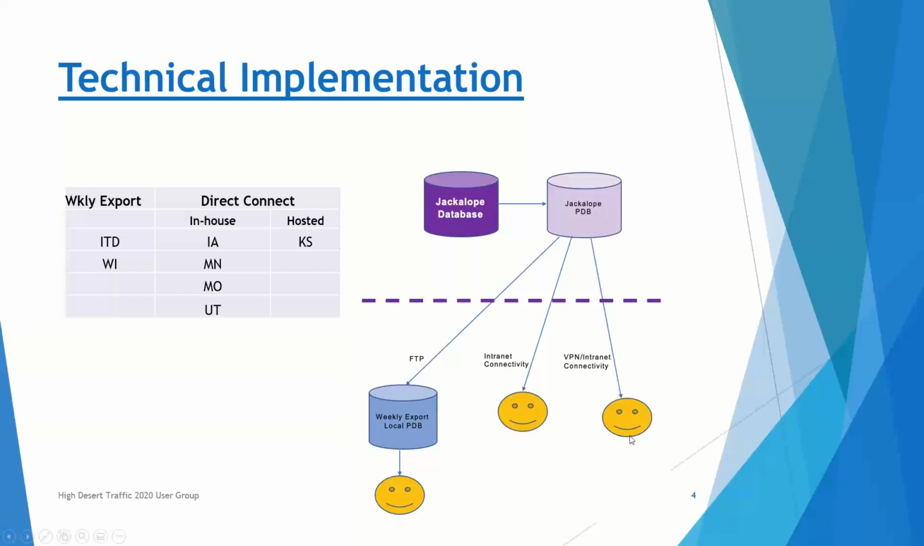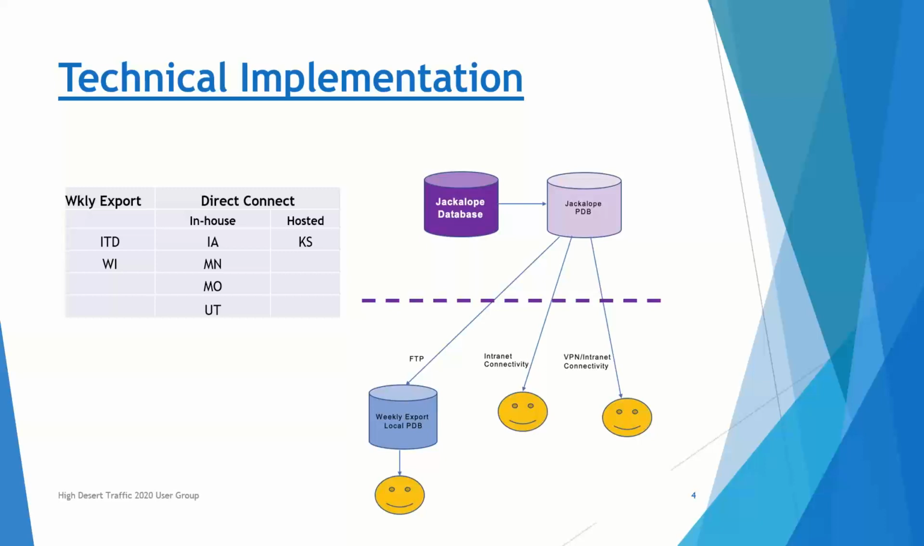Kansas, who has direct internet connectivity through a VPN server. Joe, you can correct me if I state any of the technical things incorrectly. There is a dedicated VPN server that allows them to have a constant 24-hour connection to the Jackalope public database. Yeah, essentially they have.